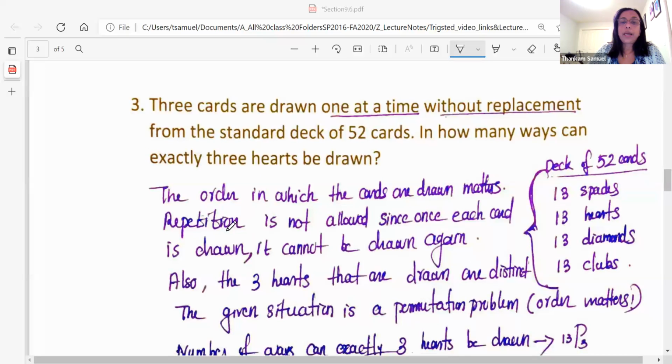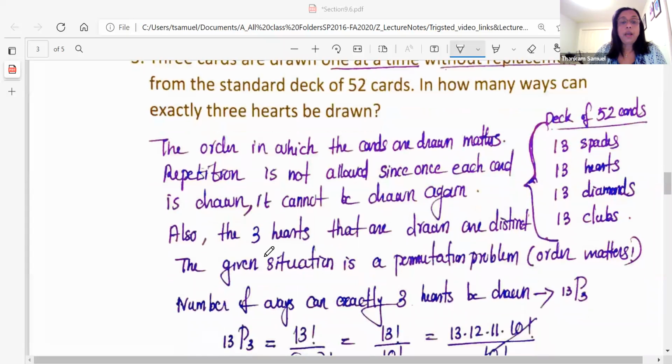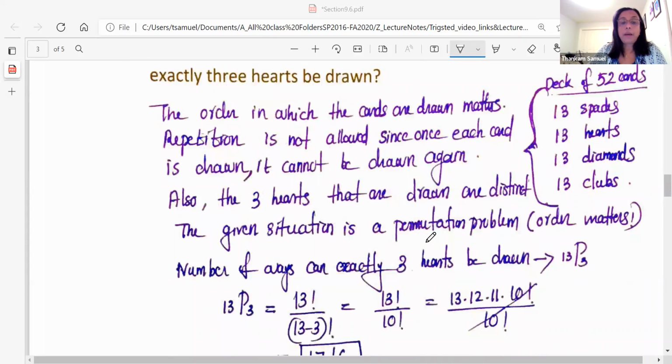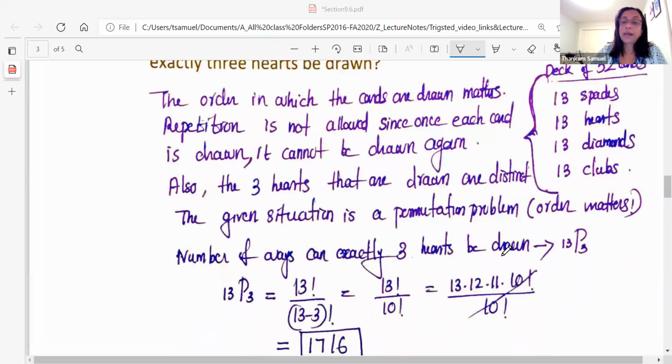So you can see that the order in which the cards are drawn matters, and repetition is not allowed, since once each card is drawn, it cannot be drawn again, right? Also, the 3 hearts that are drawn are distinct. So the given problem is a permutation problem, order matters. So the number of ways exactly 3 hearts can be drawn is 13P3.